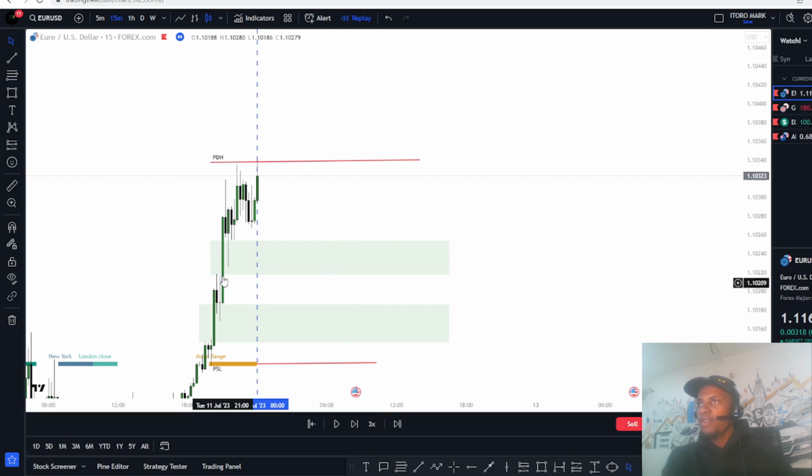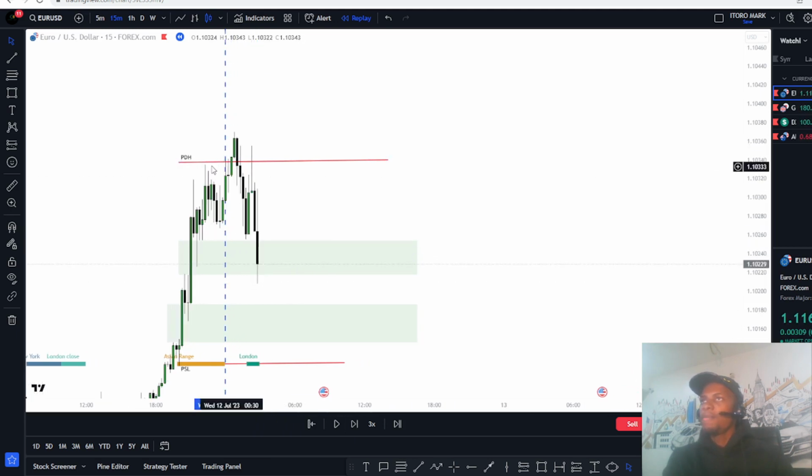Now this is the fair value gap that was displaced from the 1 hour time frame. These two fair value gaps, remember I marked them out from the 1 hour time frame, and I really favor this down fair value gap, not this one. So I really favor this one. So we'll just play price through down to the New York session.